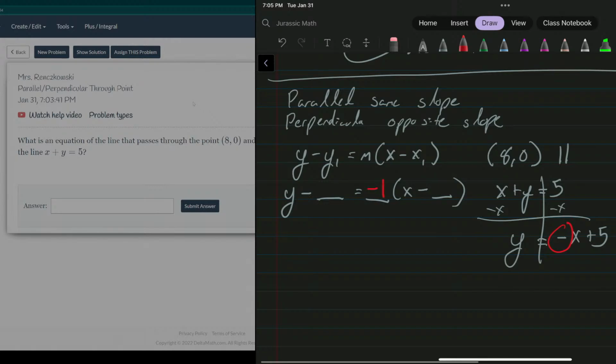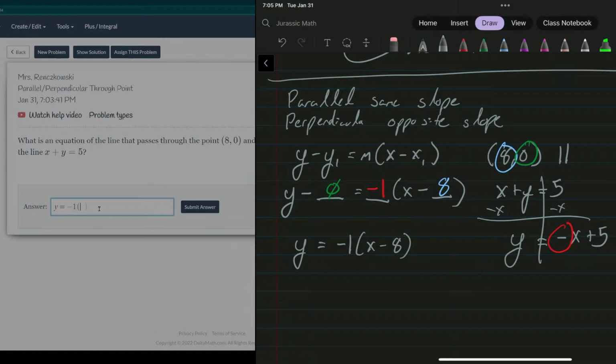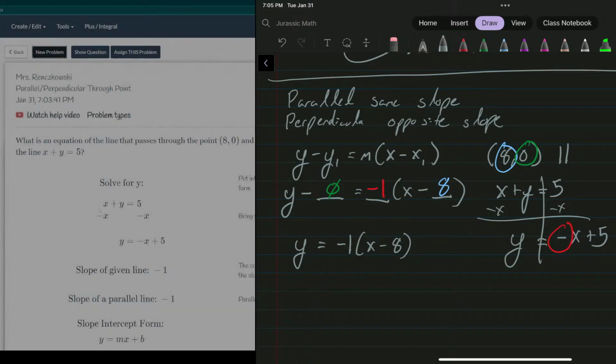So negative 1. And then I literally can just take my point, plug it in, and I get that. You can simplify this by saying y equals negative 1 parentheses x minus 8. Delta Math will accept that, but mathematically speaking, you could just simplify it down to, turn caps lock off, y equals -1 parentheses x minus 8 close parentheses. And there we go.